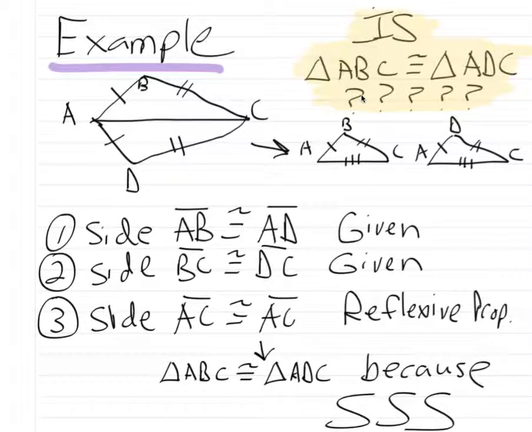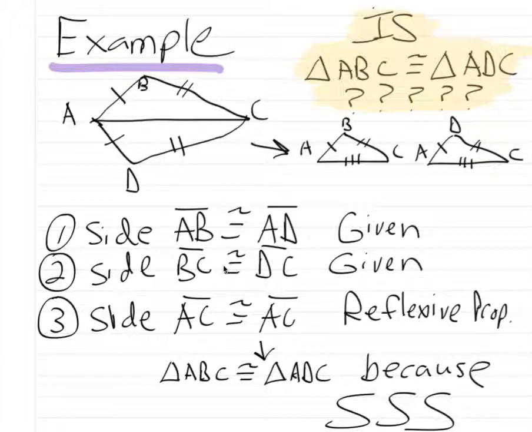If you look at step 1, side AB is congruent to side AD because it's given to us. Second step, side BC is congruent to side DC because it is also given to us. I got both of those steps from the original drawing and the markings that were on the sides of the triangles. Lastly, if you look at step 3, it says AC is congruent to AC.